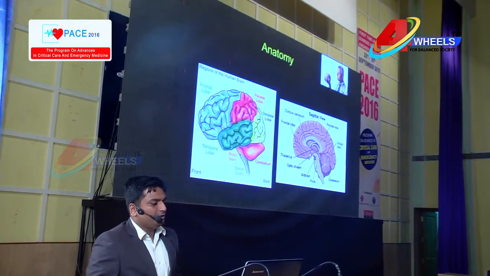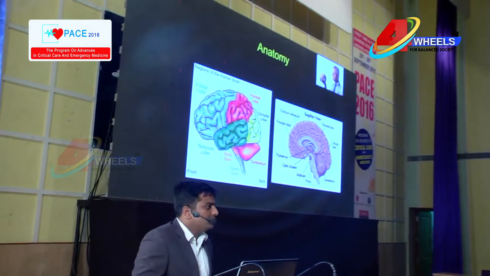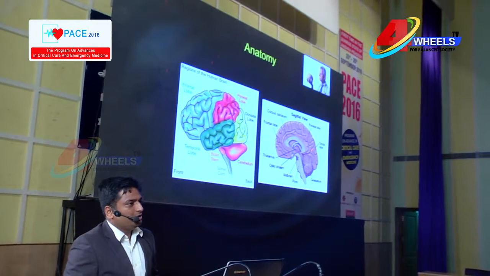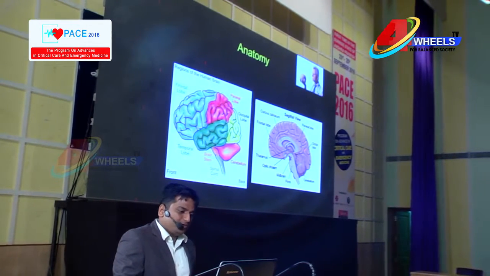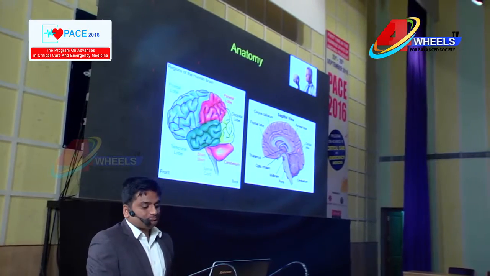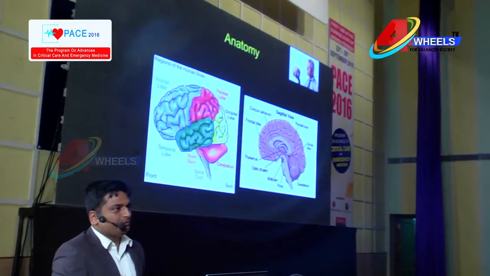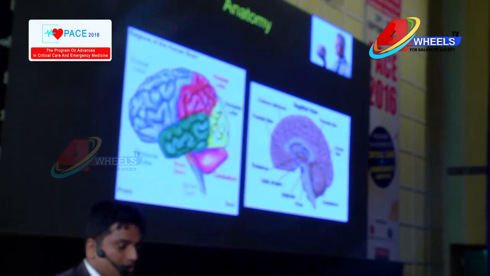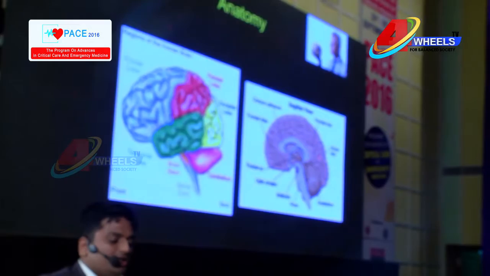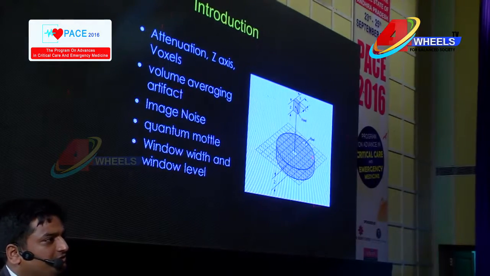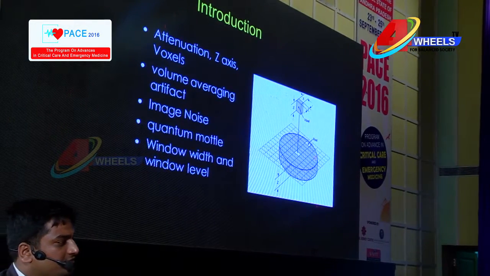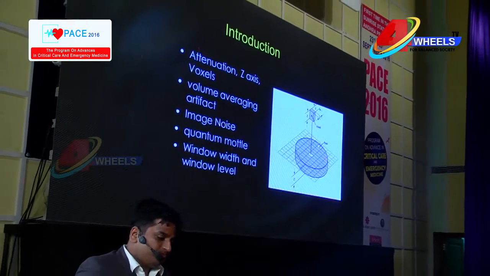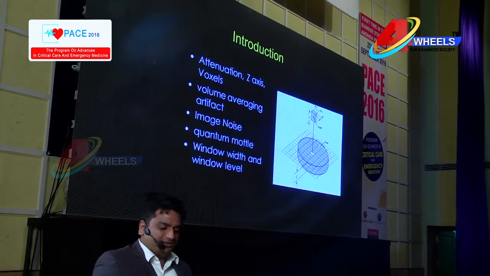Before that, we all know, just to summarize, the brain is made up of two frontal lobes, parietal lobes, occipital lobes. There is a central brain stem which is made up of midbrain, pons and medulla. Anatomy is very fundamental and basic, without which we can't go further. At the same time, there is a lot of physics and terminology like attenuation, z-axis, voxels, pixels and all, which is not of much importance for this session.